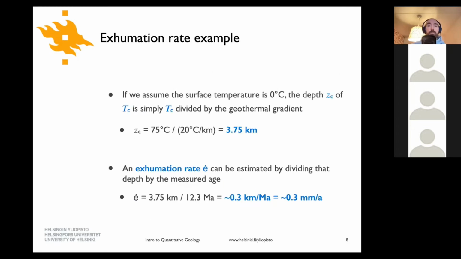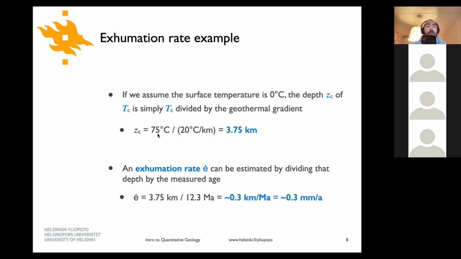So if we plug some numbers in here, and we do things kind of, again, simply, assuming its surface temperature is 0, we would say that our closure temperature, 75 degrees C, divided by the temperature gradient, 20 degrees C per kilometer, would tell us the depth to that temperature would be 3.75 kilometers. That's probably relatively easy to see from this temperature gradient that, yes, you would have to go down to 3.75 kilometers to get to 75 degrees C.